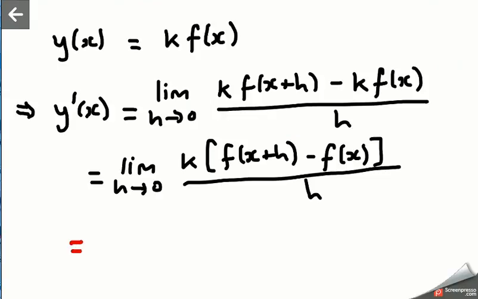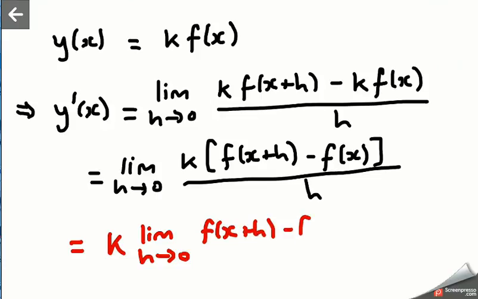So this must be equal to k times the limit as h gets closer and closer to 0 of f of x plus h minus f of x divided by h. And so that's equal to k times f prime of x.